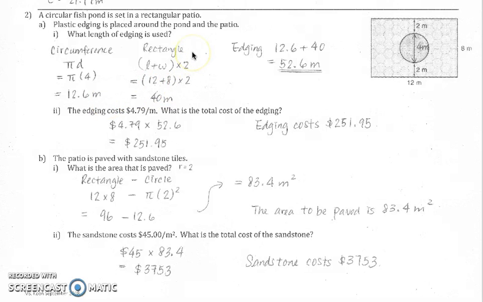For the borders around the rectangle, we have to add the length and width, 12 plus 8, and double that. So times 2, that's 40 meters. Altogether, the amount of edging that we need is 12.6 plus 40, which equals 52.6 meters.